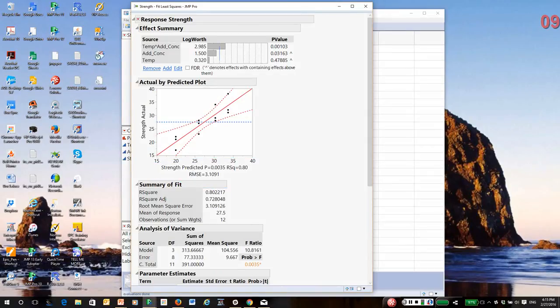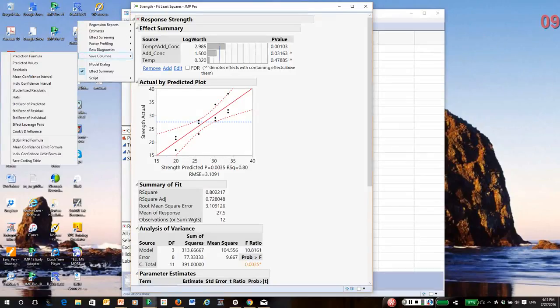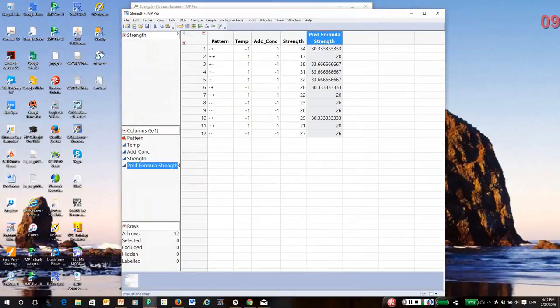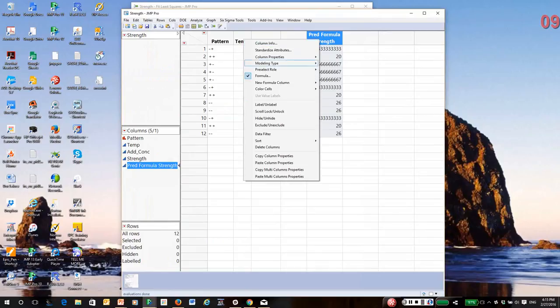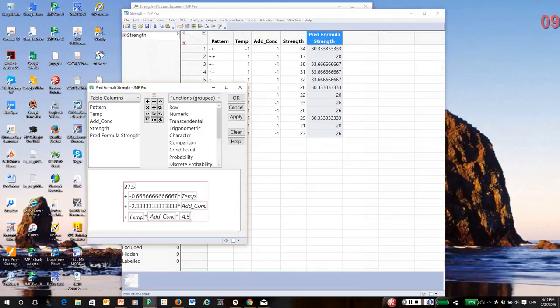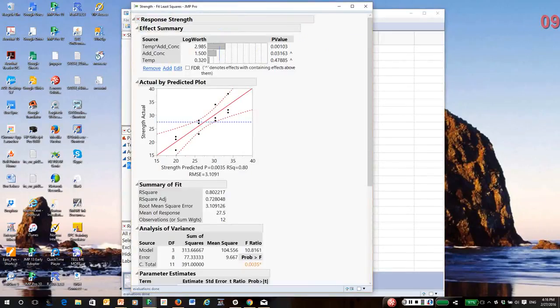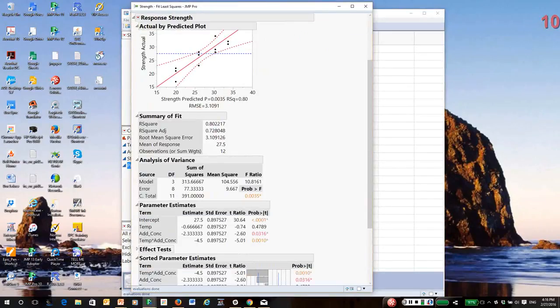And if you'd like to save this model to the data table, under the main report menu, under Save Columns, select Prediction Formula. You go to your data table, there's a new column, and you see the predictive model. It's very straightforward. These are very straightforward linear models but in practice they're very powerful in terms of predicting the behavior or performance of a physical system.